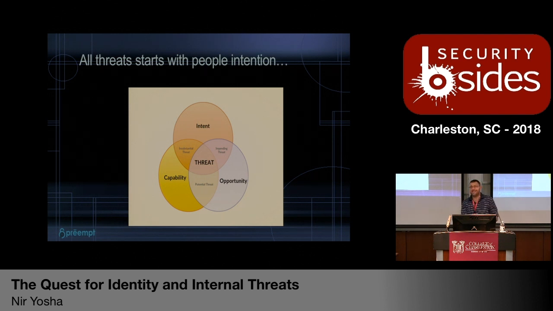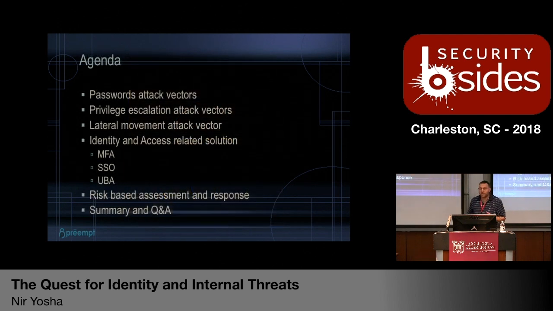Putin is an easy identity that everyone is familiar with, but let's find those errant, those inside threats. So this is what I'm going to do today. I'm going to talk to you about the identity-related attack vectors. And the identity-related attack vectors are mostly around passwords, around privilege escalations, and around lateral movements.